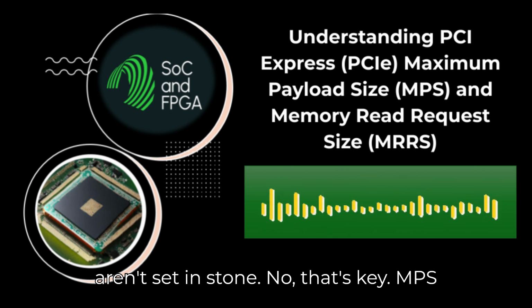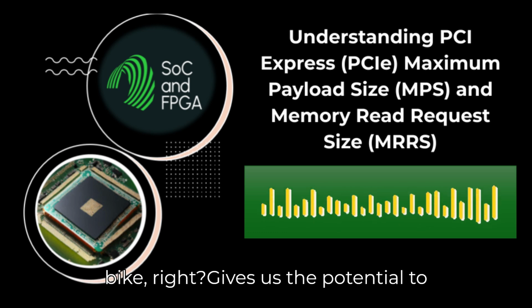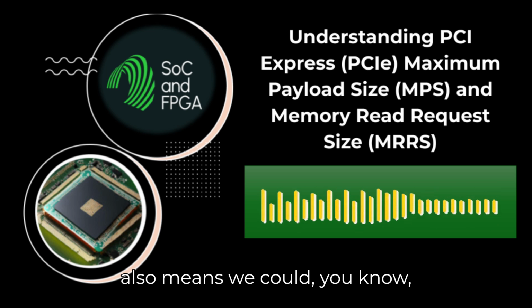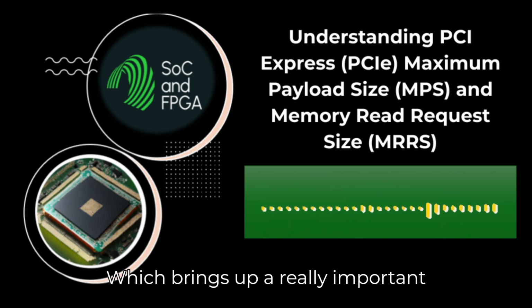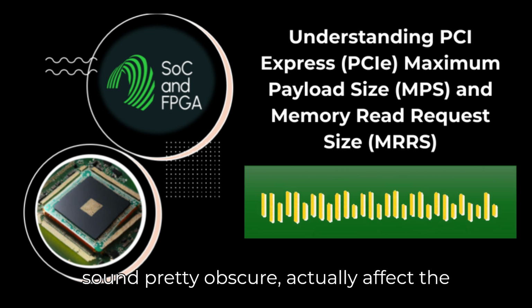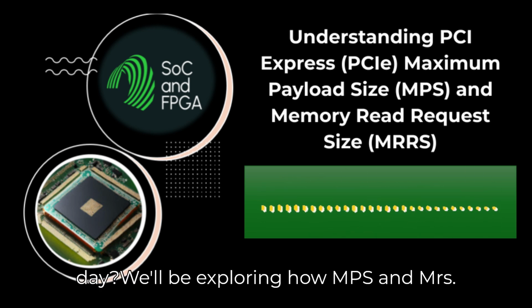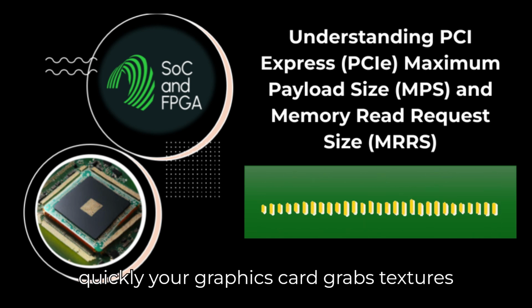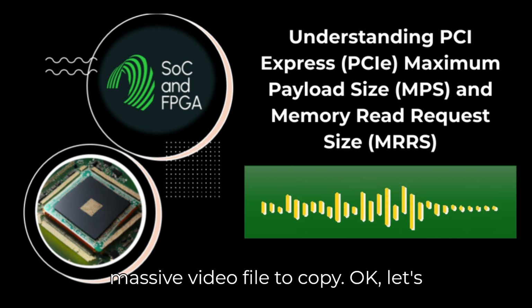No, that's key. MPS and MRRS are configurable settings. It's kind of like adjusting the gears on a bike. Right. It gives us the potential to fine-tune for better performance, but also means we could accidentally shift into the wrong gear if we don't understand what we're doing. Which brings up a really important question. How do these settings, which sound pretty obscure, actually affect the speed and responsiveness you feel every day? We'll be exploring how MPS and MRRS can influence everything from how quickly your graphics card grabs textures in a game to how long you wait for that massive video file to copy.